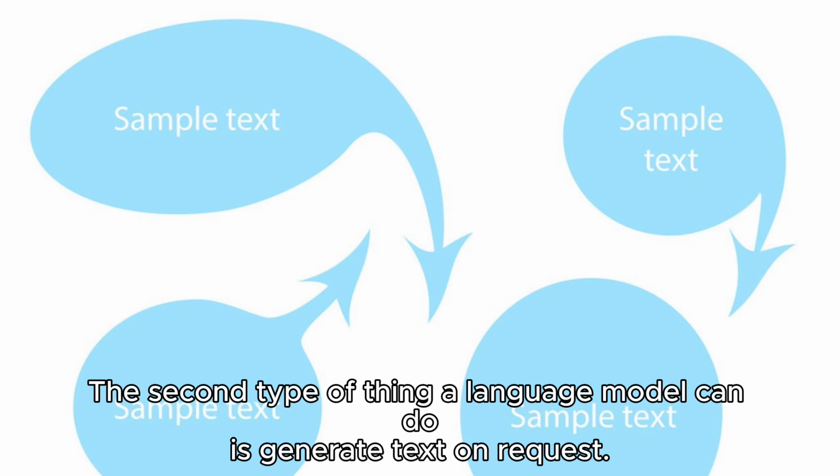Type 2. Generate text on request. The second type of thing a language model can do is generate text on request.